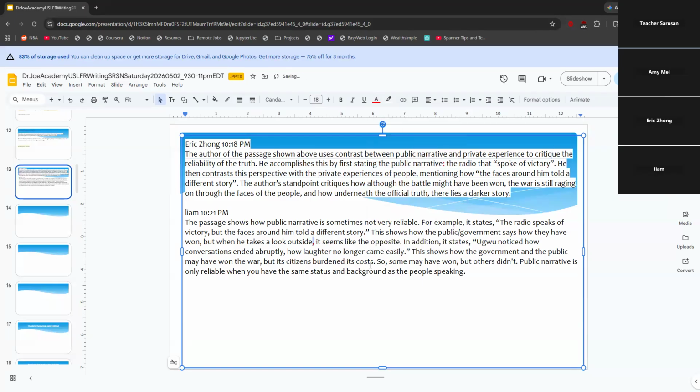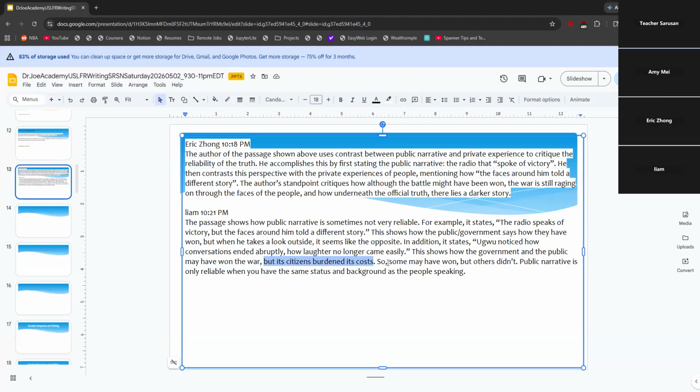It seems like the opposite. In addition, it states, noticed how conversations ended abruptly, how laughter no longer came easily. This shows how the government and the public may have won the war, but its citizens burdened its costs. Nice. This is a great way to phrase it. Very succinct, very straight to the point, but it's a meaningful, emotional way to explain it.